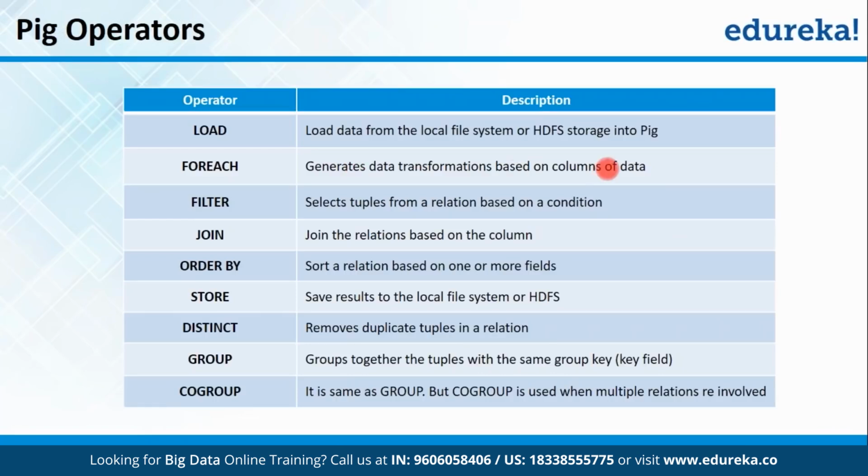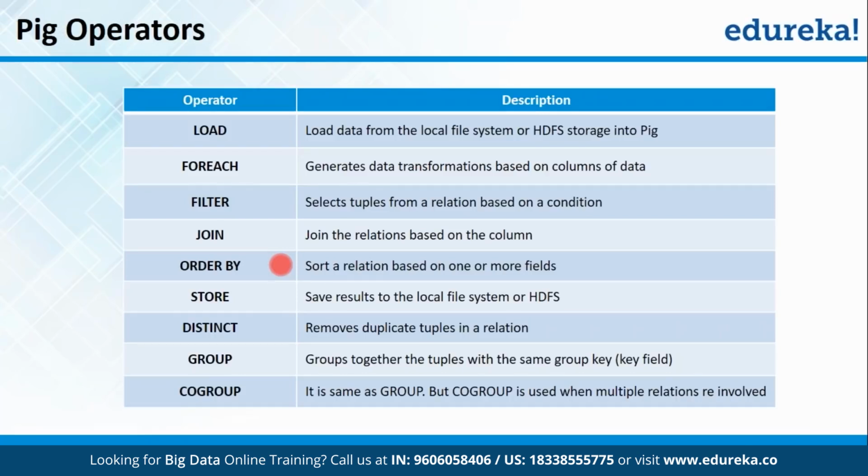So just don't get confused. What happens is for each row, for each generates a set of columns that has been specified in the query. We are going to see it as well in practical today, so you'll get clear from there. Filter is as simple as filtering the relation on the basis of a condition. Join is to join two tables or relations on the basis of a column. Order by is to sort a relation or values on the basis of one or more fields.